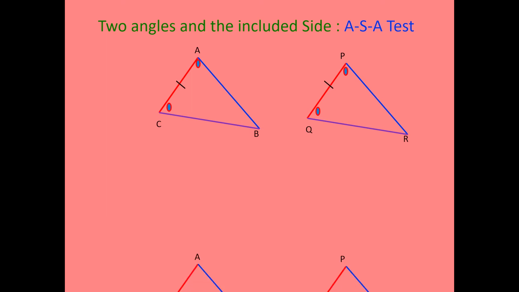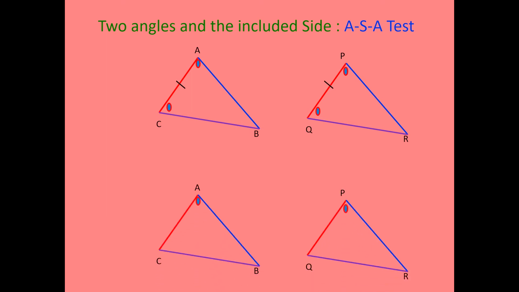Okay, let us see another example of the same kind. Angle A, angle B congruent to angle R, and then side AB congruent to side PR. So let us go for one more, the third one, SSS test.